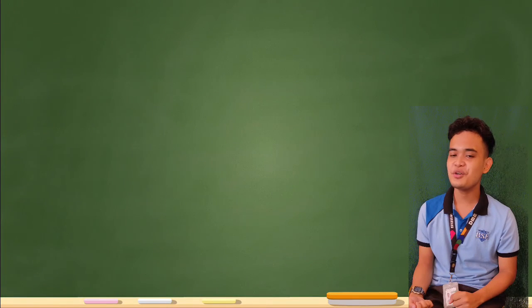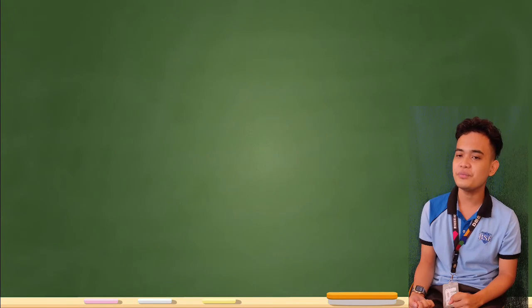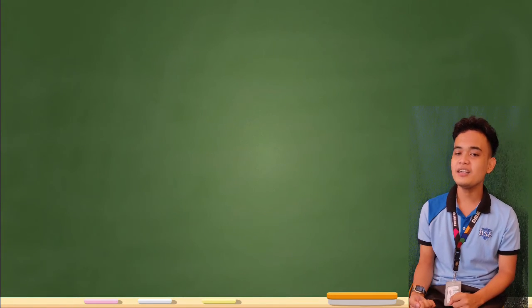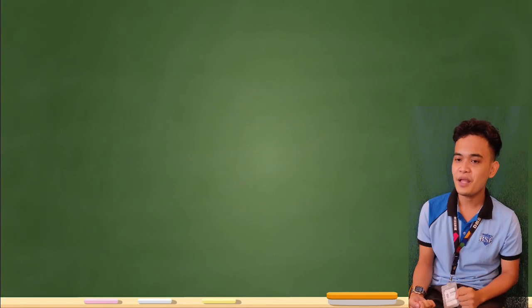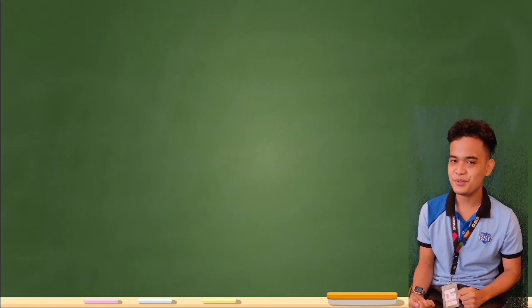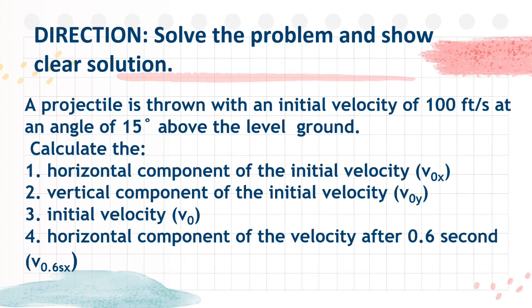The problem that you are going to answer in this activity is just like the examples we had just discussed a while ago, only that the angle is changed to 15 degrees. Solve the problem and show your clear solution. Activity number 7. Solve the problem and show the clear solution.